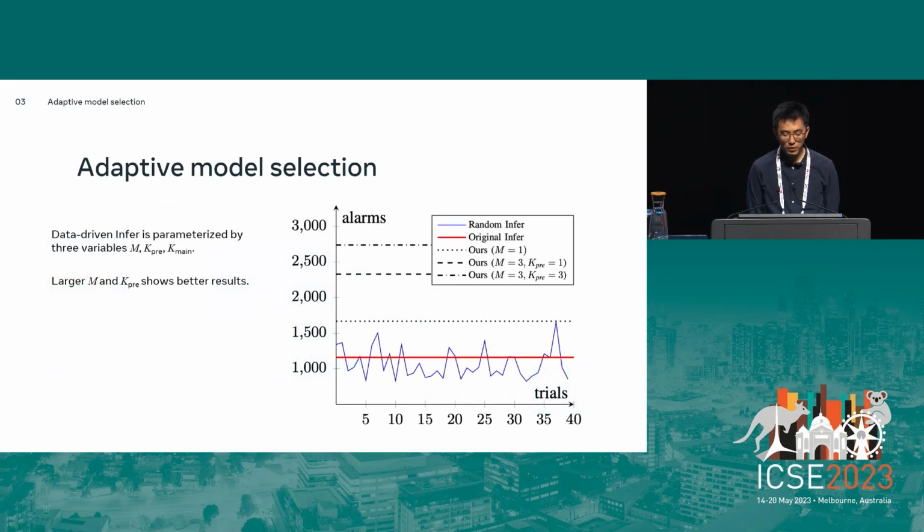This graph shows the efficiency impact of the better model. Compared to random, or compared to M1, which is just offline model selection, if we spend more time to find the better model, we could find more alarms.